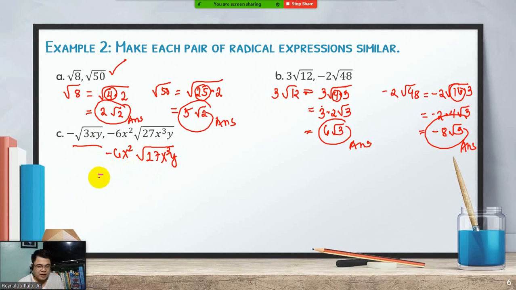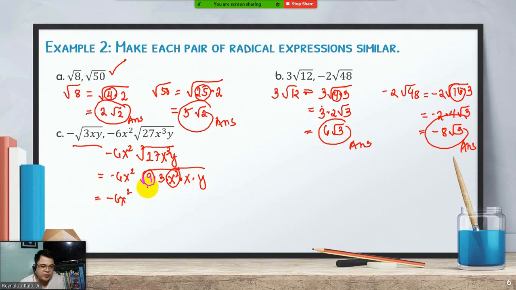Alright, now, next, negative 6x squared, then let's have the factors of 27, 9 and 3, wherein 9 is a perfect square. Then x cubed, remember if the index is 2 and then we have the exponent 3, 3 is not divisible by 2. So therefore, we have to find a way to make it divisible. Let us factor x cubed. We have x squared times x times y. So if we are going to apply the multiplication law of exponents, x squared times x is still x cubed. Alright, so we can now move out x squared.